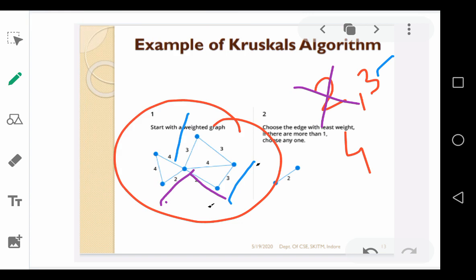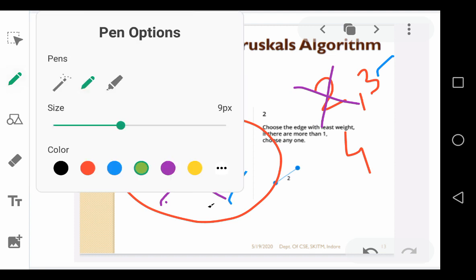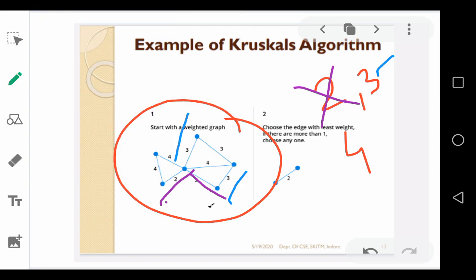Here, if we are selecting this edge, that is forming a circuit. If the circuit is formed and we do not have any more edges with a minimum weight, we choose another edge having more weight. So next we are selecting the edge having the weight 4.